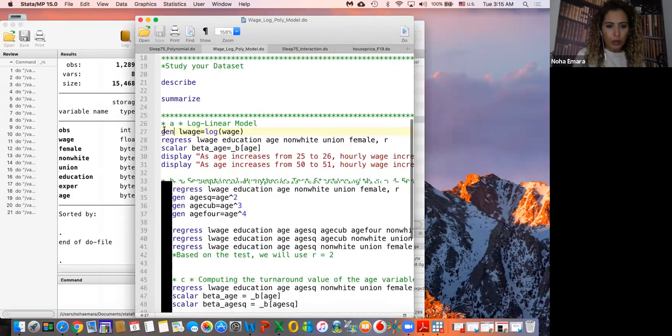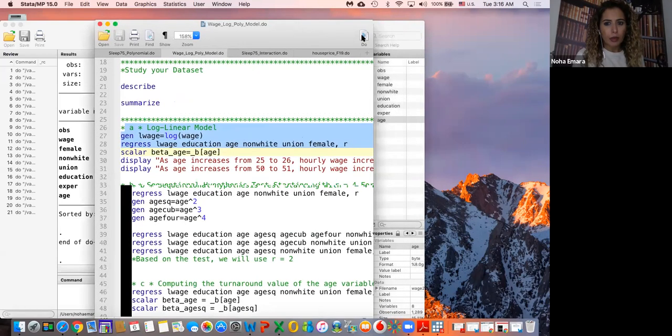So we need a gen. Dan was asking me what is gen? Gen is generation or creation of a new variable, right? So I want to create a new variable. I call it log wage because my model is a log linear. And I do regress log wage on education, non-white and female. And we get a certain regression, okay?